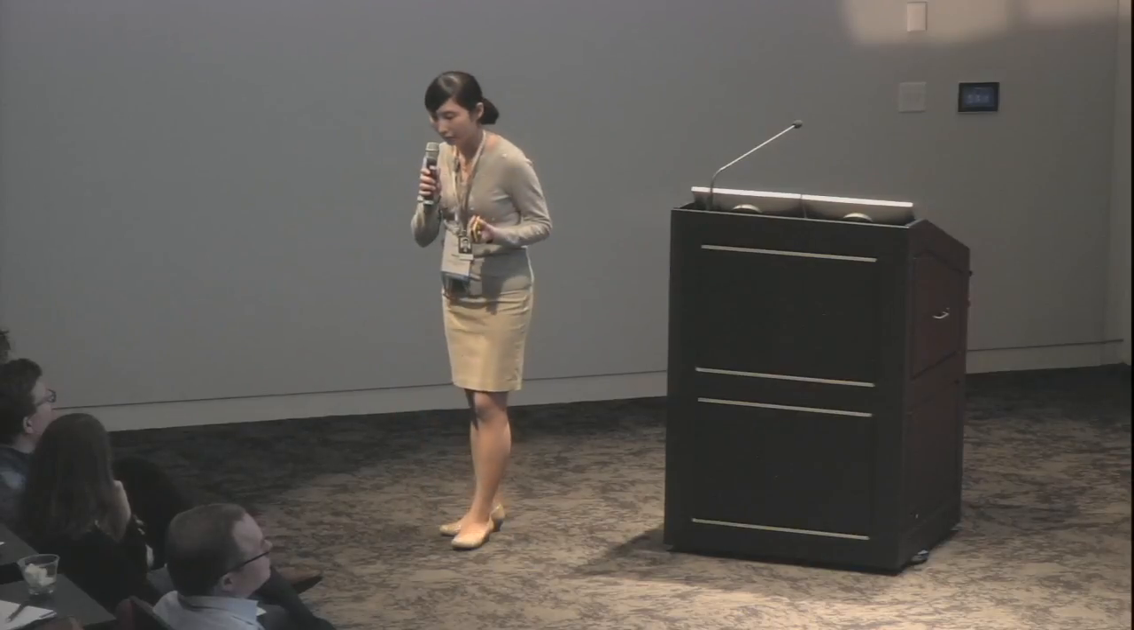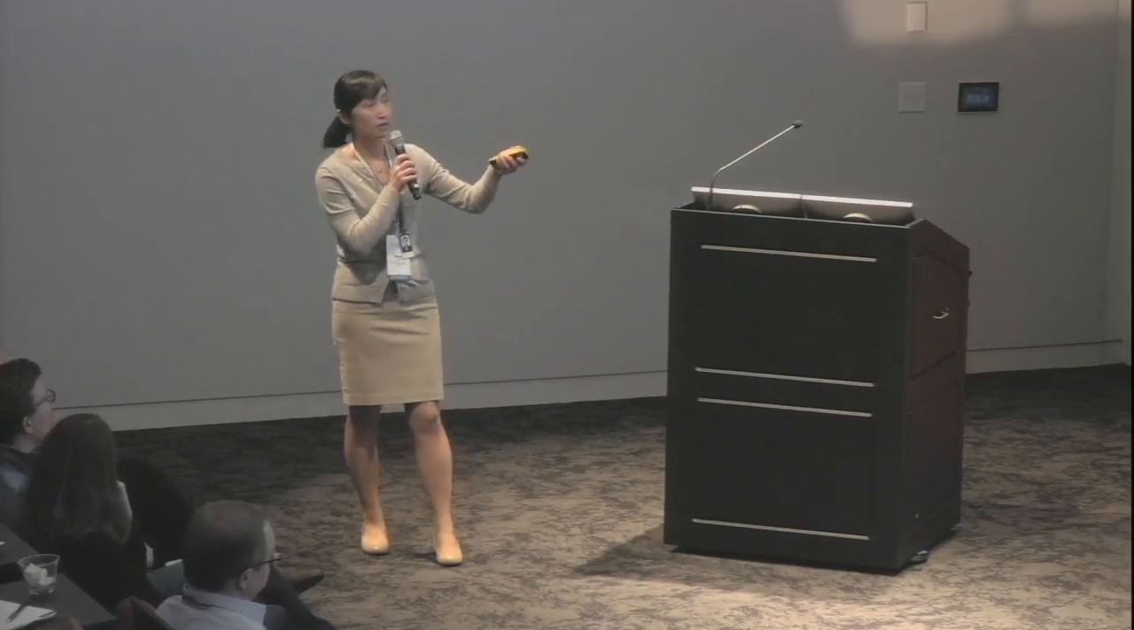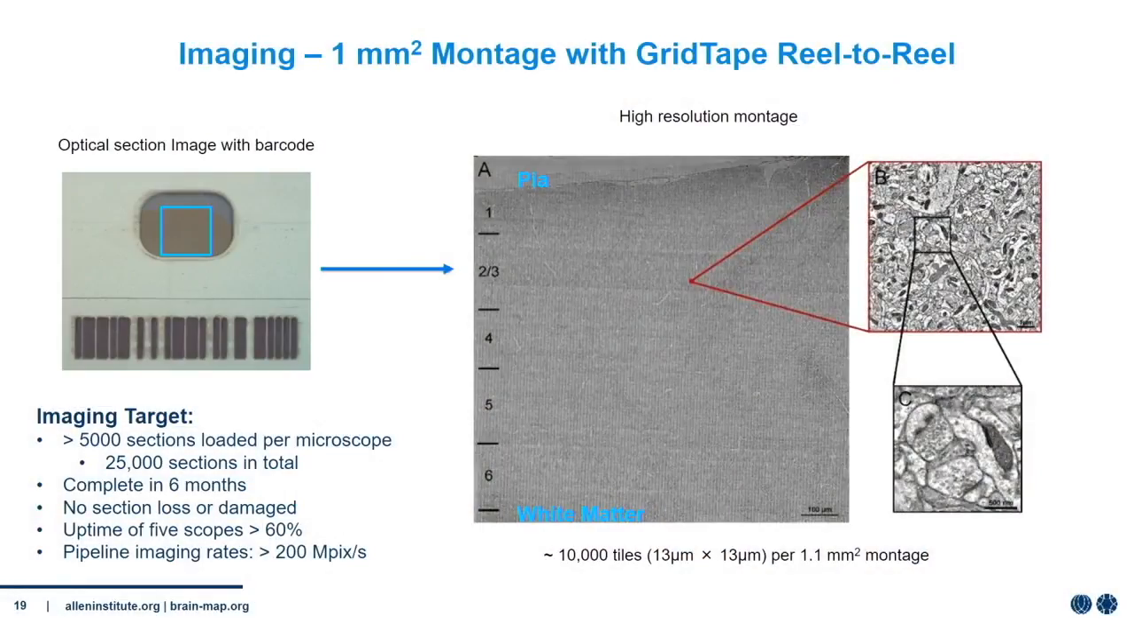As you've just learned from Derek's talk, with so many new features being added to a traditional transmission electron microscope, our goal is to develop an automated imaging pipeline that can handle this 1 cubic millimeter block. So we're going to divide 25,000 sections onto 5 scopes for parallel imaging. And each scope gets loaded with 5,000 sections on the tape.